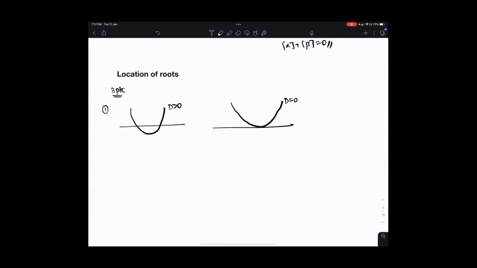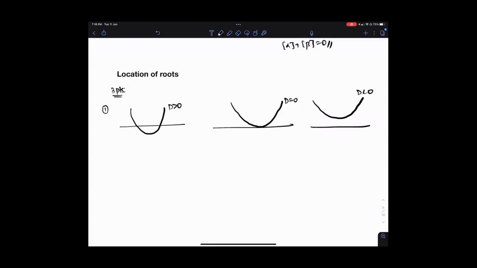For discriminant 0, the graph will be like this. Sorry, the pen is not functional. Now I think it is okay. Discriminant less than 0, the graph will be above x-axis like this.